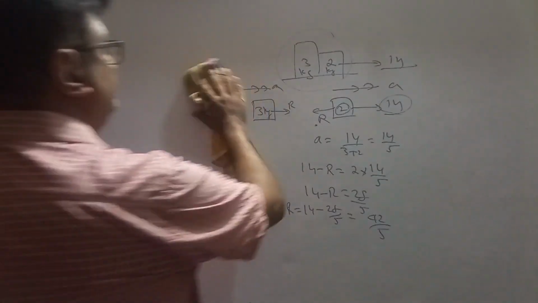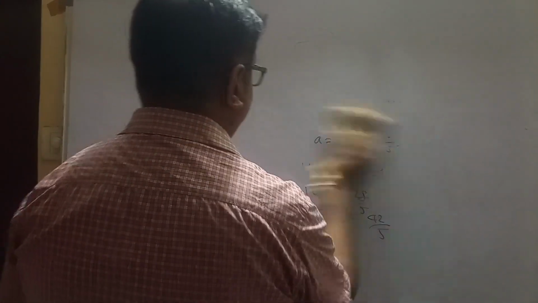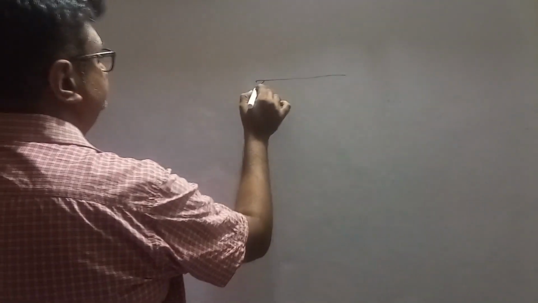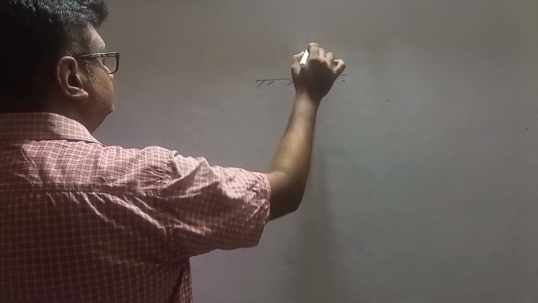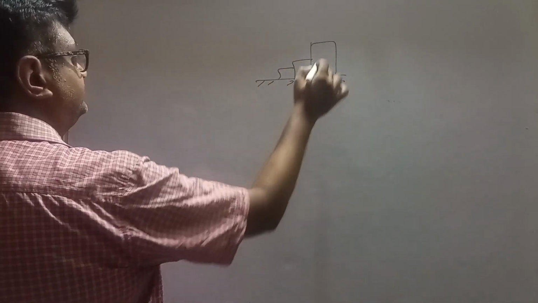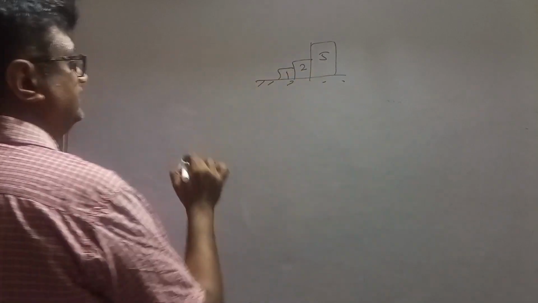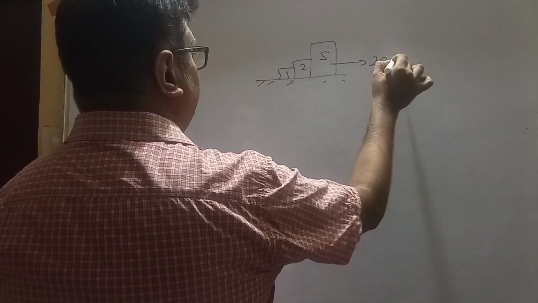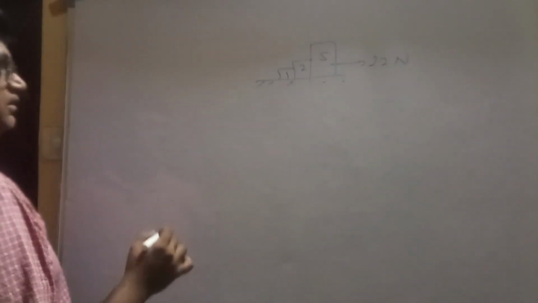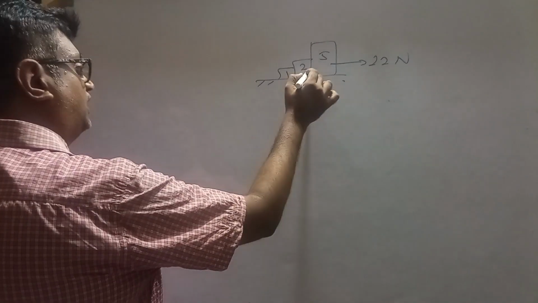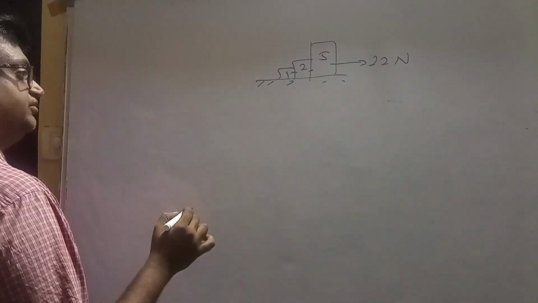Let us see 3 blocks. So the situation can be like this. There are 3 blocks like this. This is 5 kg, 2 kg, 1 kg, and we are pulling with 22 newtons force. So we have to find out what are the contact forces at these 2 joints.